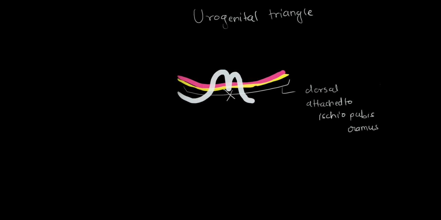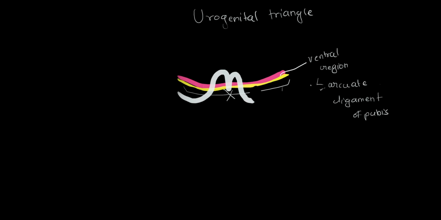The dorsal part is in close contact with the ischiopubic ramus. We're going to see the ischiopubic ramus in the atlas in order to understand better, but there is an attachment to a ligament. There's a small ligament right here, not visible in this diagram, that is known as the ischiopubic ligament. That ligament is basically the support of the dorsal part of the membrane of the urogenital triangle.